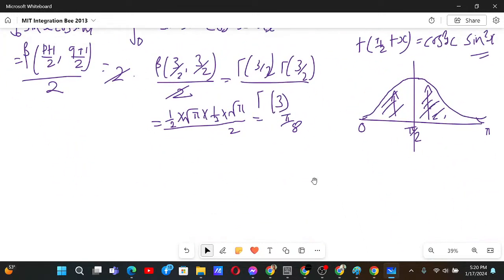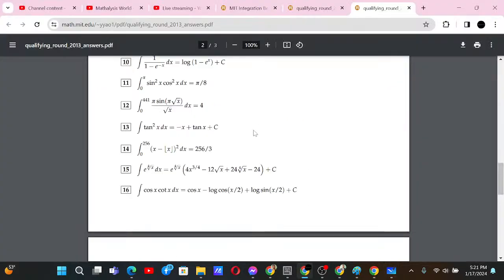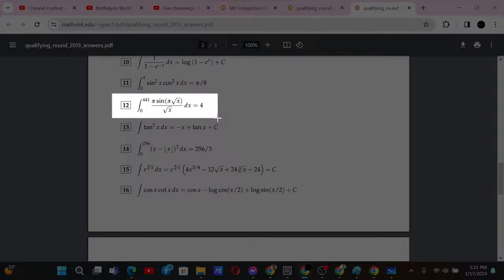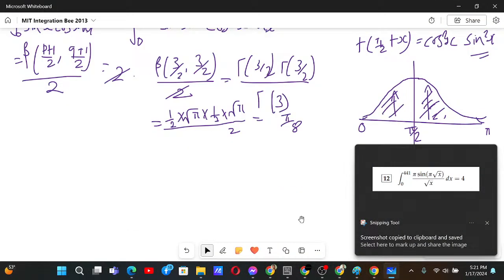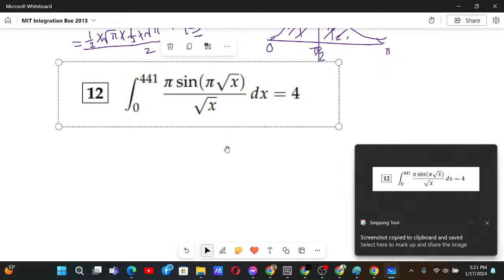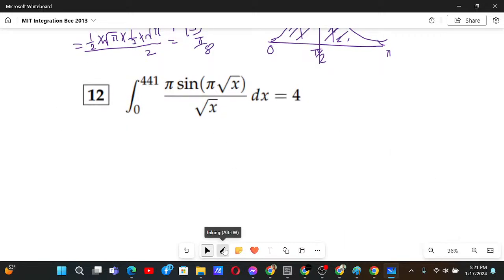Now let's go to problem 12. I hope these are not that hard problems. I hope you are feeling them easy. Yeah, you should not feel them hard, because if you feel them hard, then there will be trouble.